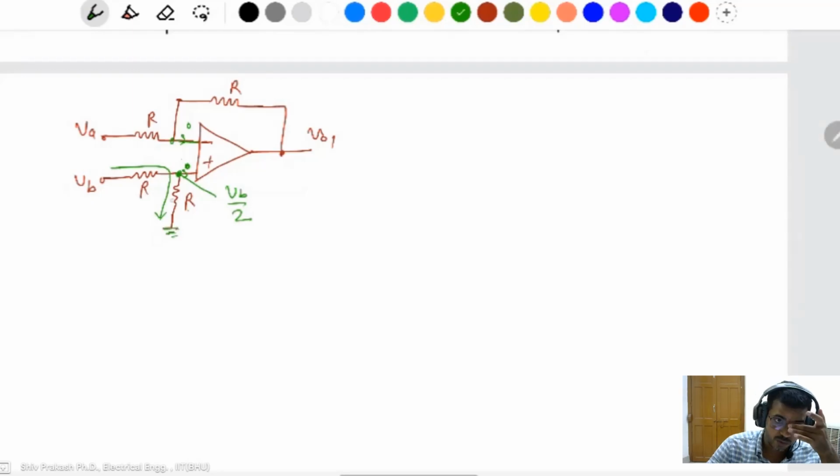Because of the two resistances connected in series, this will be 0. Both are connected in series and have the same value, so the voltage across one resistance is half of this one, V by 2. If this is 0, this is also 0, this is the 0 current. In an op-amp with negative feedback, the virtual short is there. That's why this voltage is the same as this voltage, VB by 2 also.